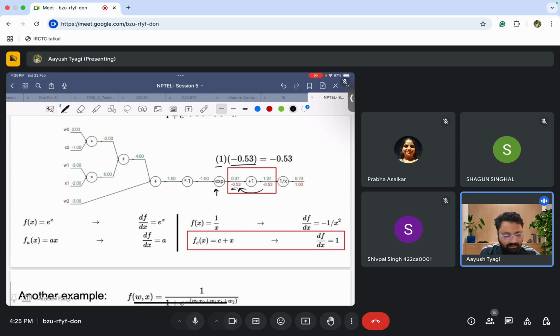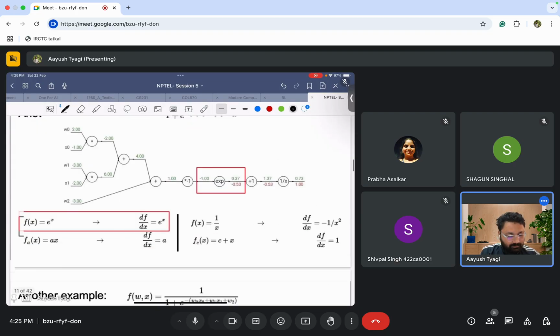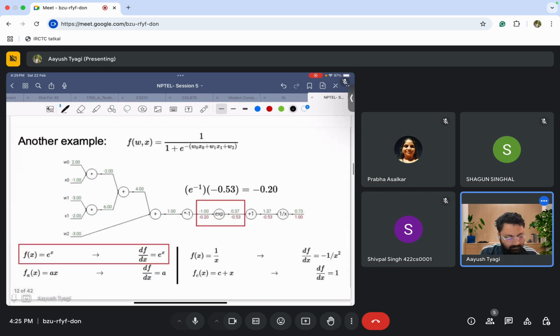The next is the exponential operation. When you do an exponential operation, the derivative is also exponential. What we do is e to the power minus 1. The minus 1 is coming from here, and the global gradient is coming back, right? The value comes out to be minus 0.20. This is the value.